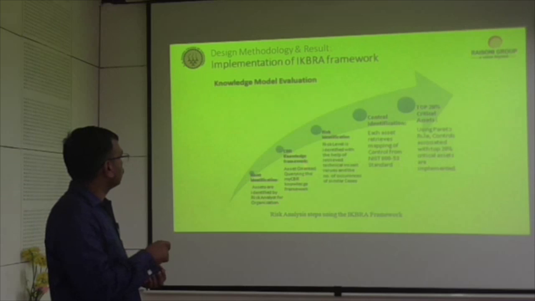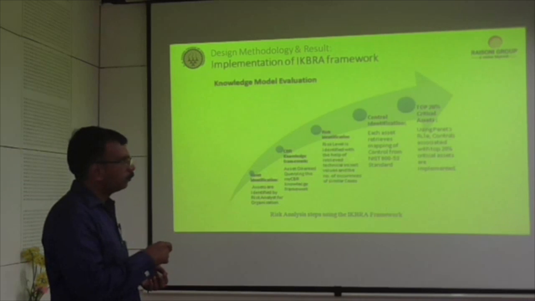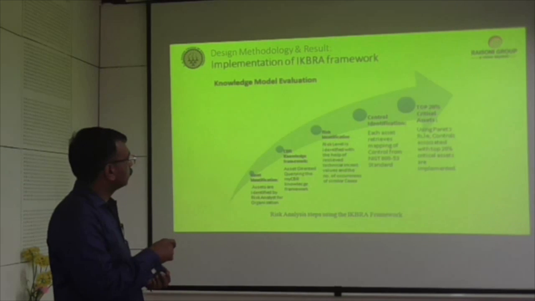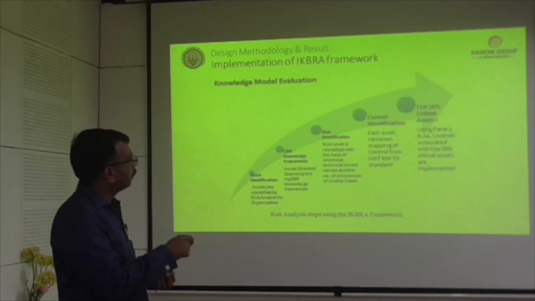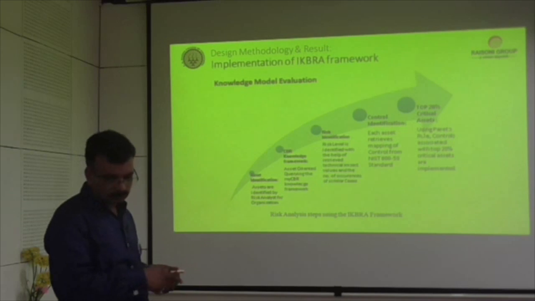First we have to identify the asset, using the CBR knowledge framework. Then risk identification is supposed to be done, then control identification. Here we are using the Pareto principle, that only the 20% critical assets are supposed to be used.